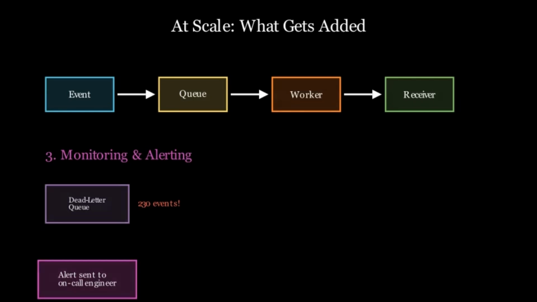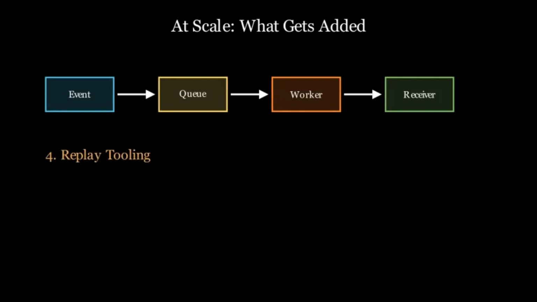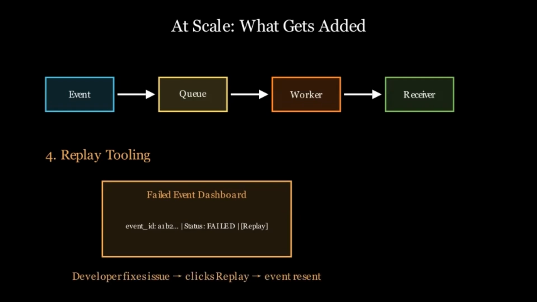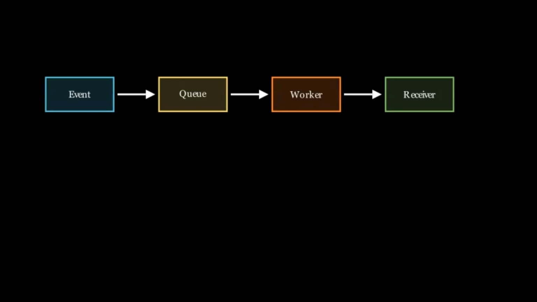Fourth, replay tooling. A dashboard showing failed events, their ID, their status, with a replay button. A developer fixes the underlying issue, clicks replay, and the event gets resent. This is exactly what GitHub's webhook delivery logs let you do. Companies like Swiggy and HookDeck exist purely to provide all of this as a managed service.